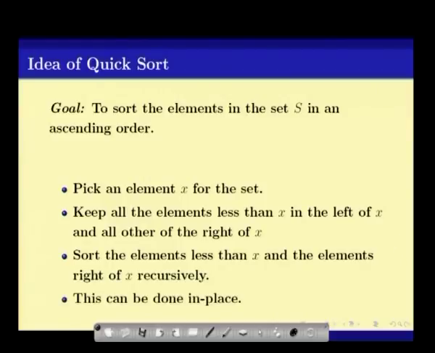We also saw a variant of this quicksort where this algorithm of splitting this whole set S into less than x and greater than x can be done in place. That means we can use the same space that is used by the set S to do the splitting. In other words, we do not need any additional space for maintaining the set of elements which are less than x or the set of elements that are greater than x.